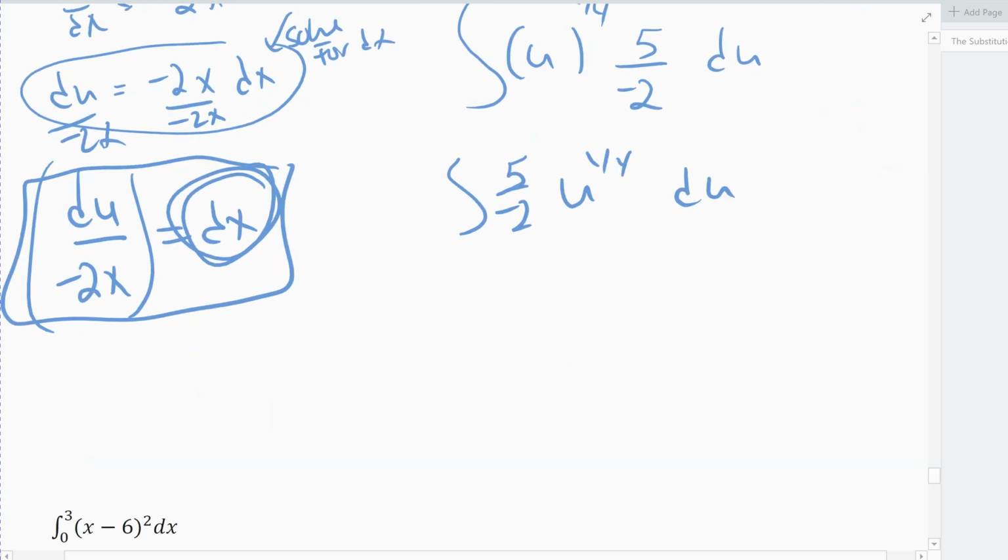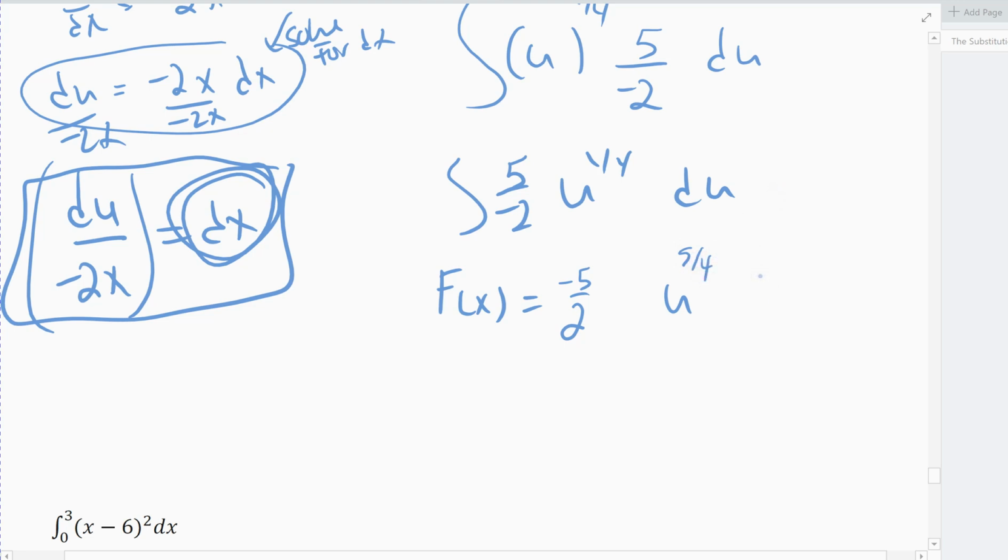Alright, so I get negative 5 halves, u raised to the positive 1/4 power du. Now I can take my general antiderivative, which is my negative 5 halves comes along. Power rule is I add 1, so I get 1/4 plus 1, which will give me 5/4.